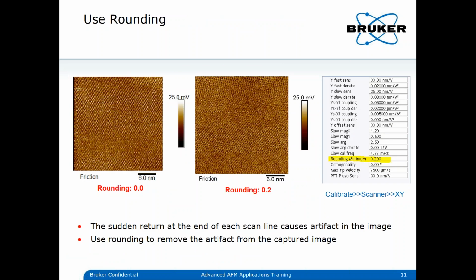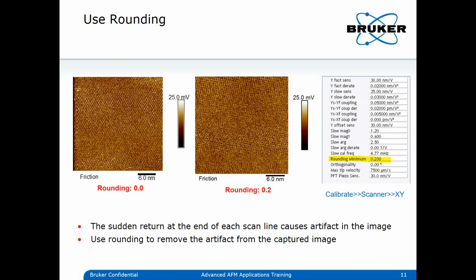Now I'm coming to the rounding, which is an artifact which shows up when you scan at very high speeds. You won't see that at the standard 1 Hertz or something like that, but you see it if you scan faster. At the turnaround at the end of the scan line, you will create an artifact which, depending on which channel you're looking at, is either a black line or trench which goes down on this side. If you choose the other friction channel, it might be a white trench, a white line going up.